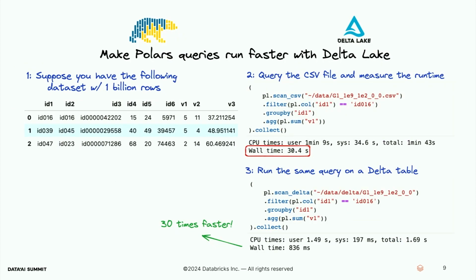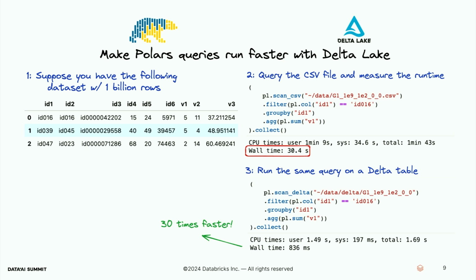Let's turn our attention to a different query engine, Polars. Here we have that same 9-column data set from before. It has 1 billion rows. And let's see what a Polars query looks like running on this data stored in a CSV file.